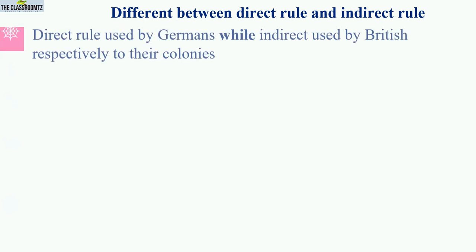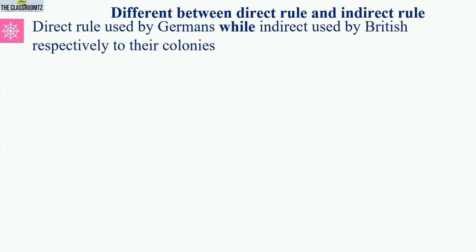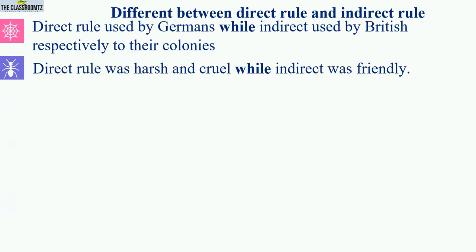The differences between the two systems, direct and indirect. Let's check how these two systems differed. Number one, they differed in who practiced it. Direct rule was by Germans, indirect rule by British. Number two, direct rule was harsh and cruel, while indirect rule was friendly.